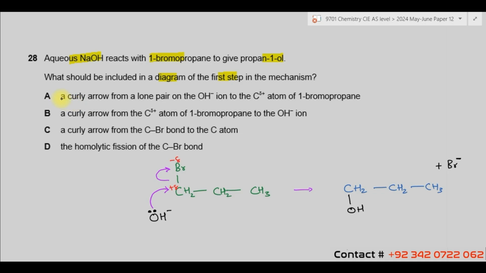Alright, so let's see. It says that a curly arrow from a lone pair on OH into the carbon partial positive atom of 1-bromopropane. This is correct. Curly arrow from carbon partial positive to the OH minus ion. This is wrong because curly arrow is always from negative to positive. A curly arrow from CBr bond to the C atom, CBr bond to bromine atom. It is not carbon atom because bromine is electronegative, so it will take away electrons. Homolytic fission of CBr bond, this is not happening here. So correct answer is A.